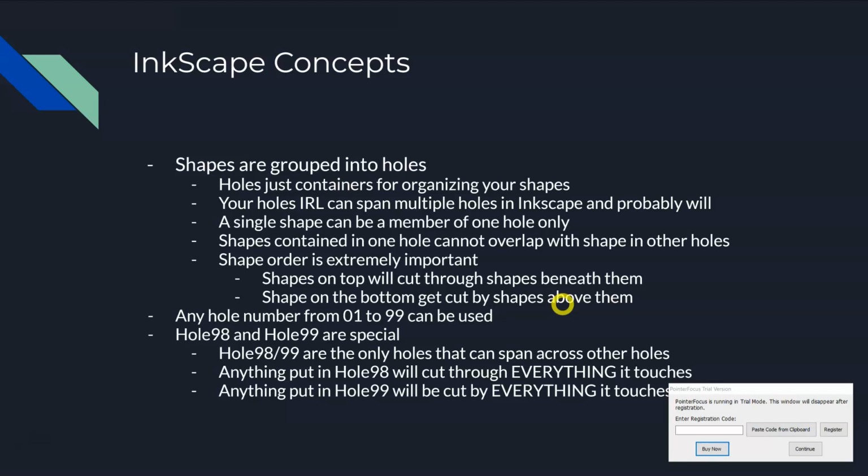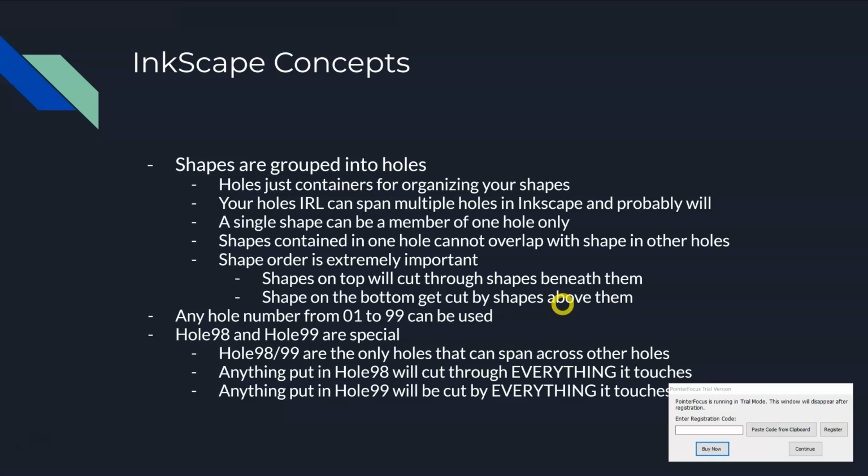It can only be in a single hole, and shapes contained in one hole cannot overlap with shapes in another hole. So if you create a fairway that's contained in hole two, that fairway cannot overlap with any other shapes in hole three, right? Shape order is extremely important.